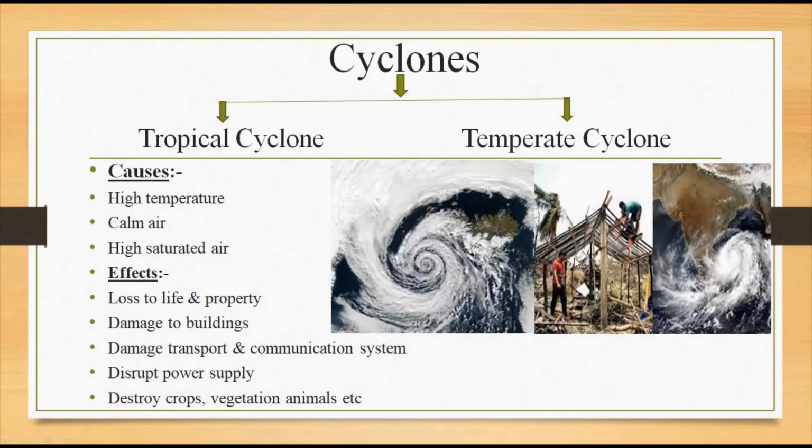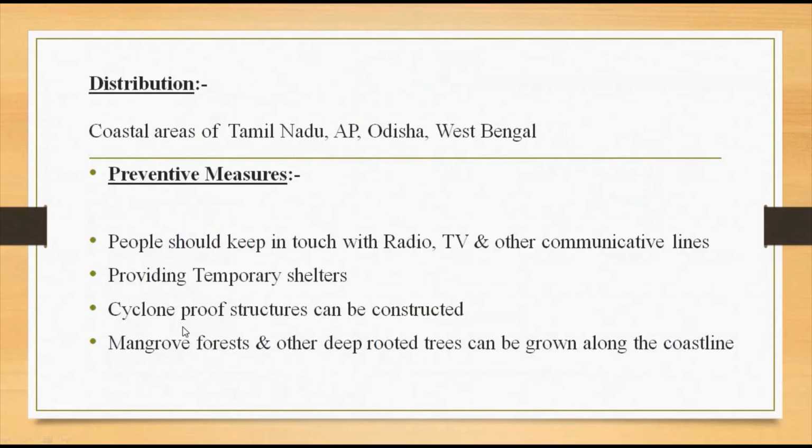You can see how many houses went. Damage to buildings, damage to transport and communication systems. Roads, bridges, everything damaged. As a result, the transport system and communication towers, etc. will get damaged. Power supply is disrupted. The power supply wires, etc. will be damaged, and power supply will not be there. Crops, vegetation, animals, etc. are destroyed. So everything will be damaged. That is the main effect.